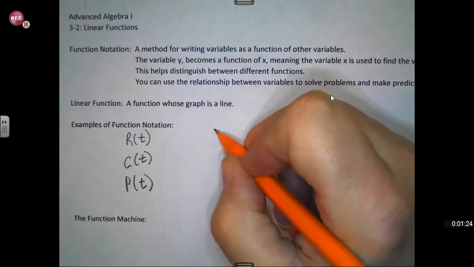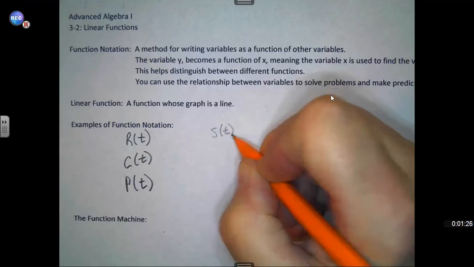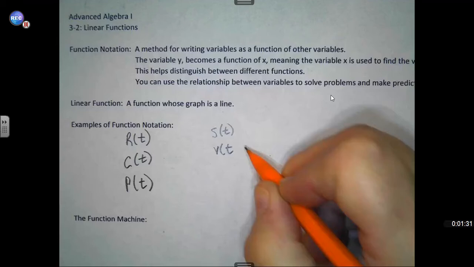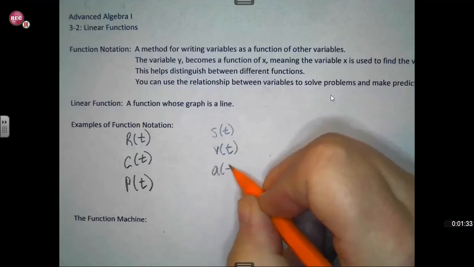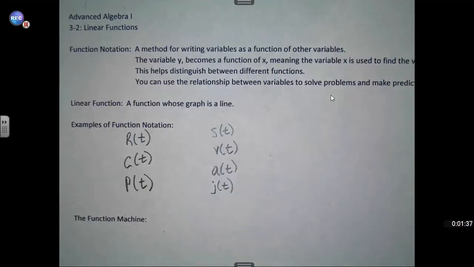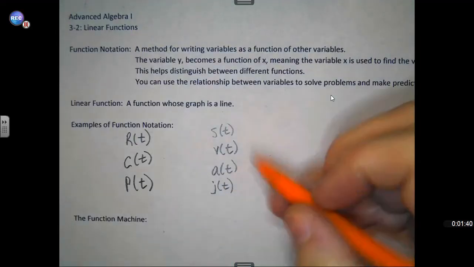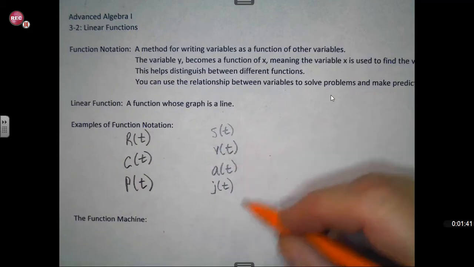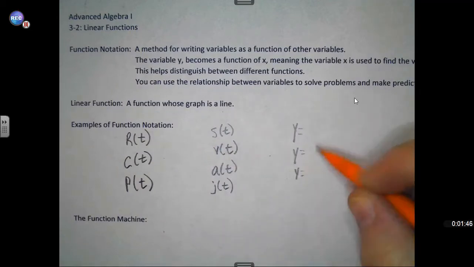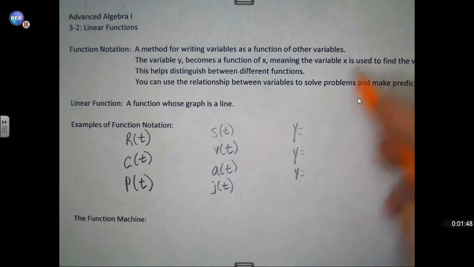And we talked about in physics, S of t is used for position, V of t is used for velocity, A of t is used for acceleration, and J of t is used for jerk. That way, the functions take on meaning again, rather than just y equals, and trying to figure out which one is which. So at the beginning, we just practice with the notation and get used to using f of x.